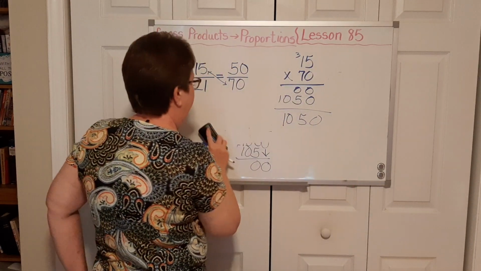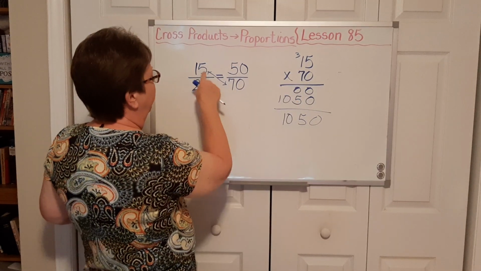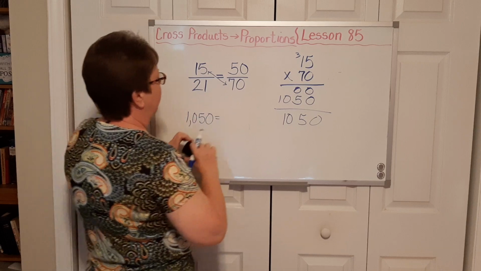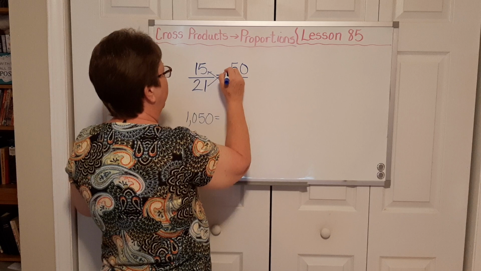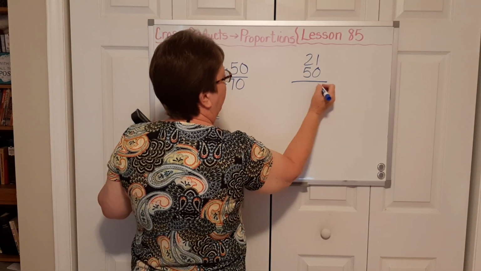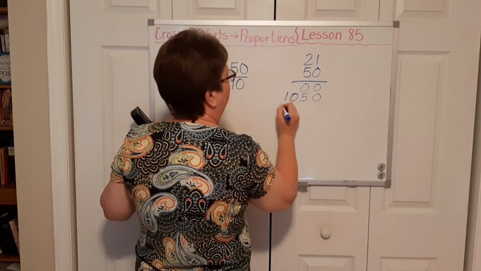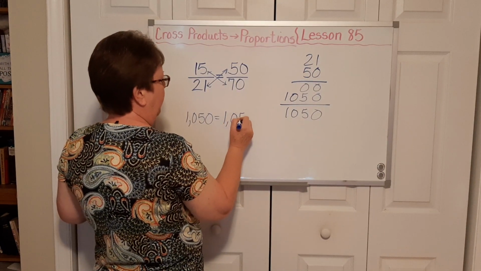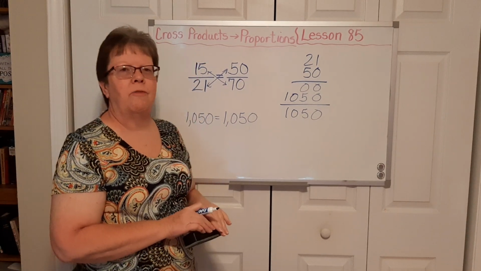Now to check that, we want to cross multiply. We've already multiplied 15 times 70, so that would be 1050. And now just to make sure, we want to multiply 21 times 50. Okay, that was correct. So that's how you use cross products to find proportions.